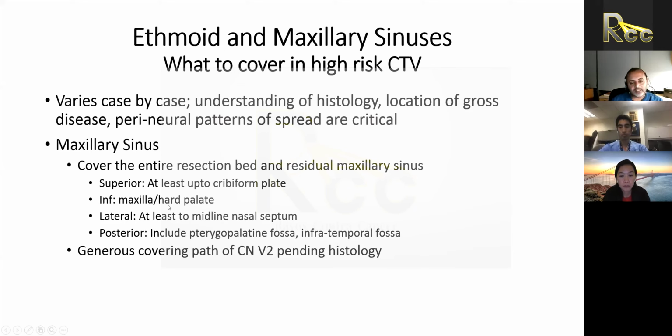Again, in paranasal sinuses, the most common sites are going to be maxillary sinus and ethmoid sinus. In maxillary sinus patients, post-operatively, you're always going to cover the resection bed and any residual sinus. Superiorly, in these patients, you're going to go at least up to the cribriform plate. Inferiorly, you're going to go all the way down to the hard palate and cover the maxilla. Laterally, you're going to at least come to the midline nasal septum. And then posteriorly, for most maxillary sinus patients, you're going to cover the path of cranial nerve V2. So you're generally going to cover the pterygopalatine fossa and sometimes the infratemporal fossa.